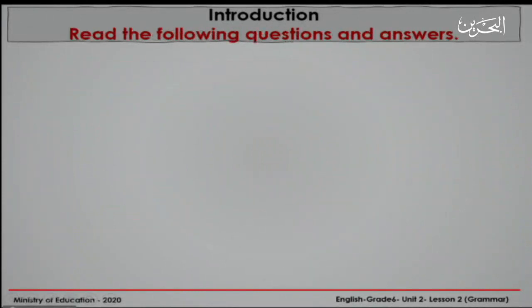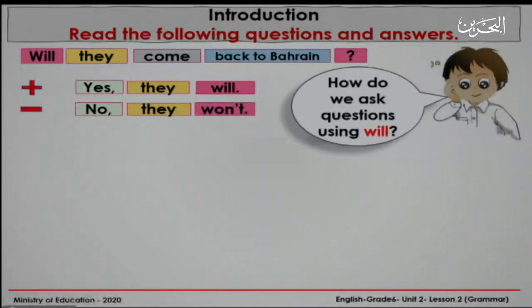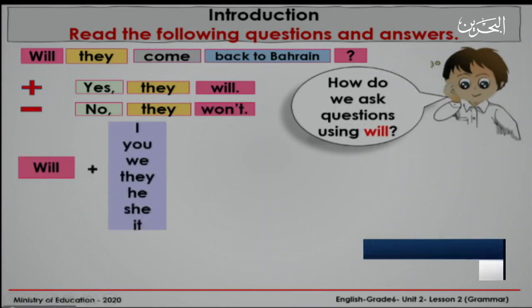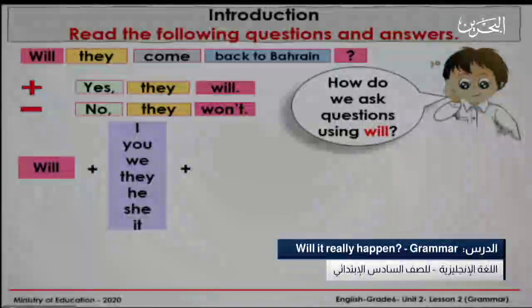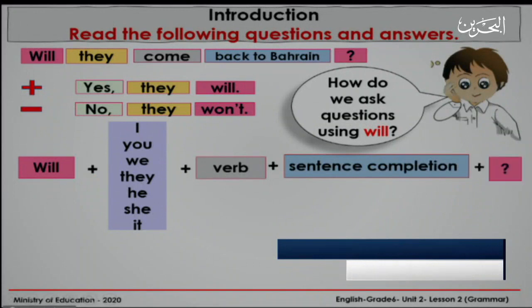Read the following questions and answers. Will they come back to Bahrain? Question mark. For the affirmative answers, we use yes, they will, and for the negative answers, we use no, they won't. First of all, we add will plus the pronoun plus the verb plus the sentence completion, and at the end we put a question mark.